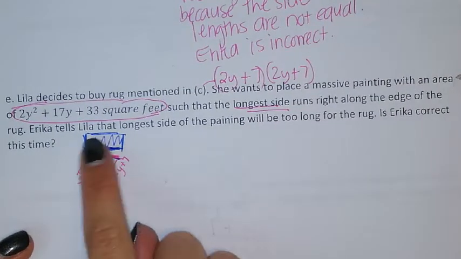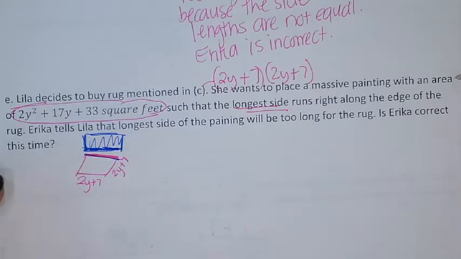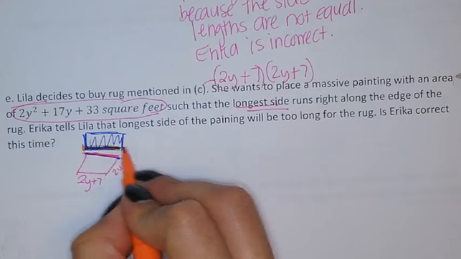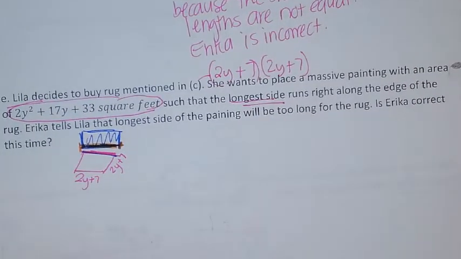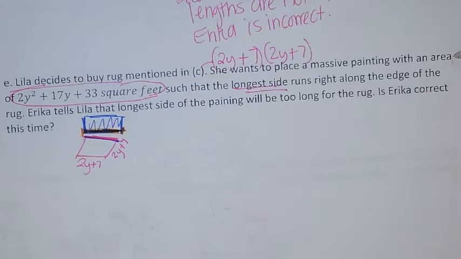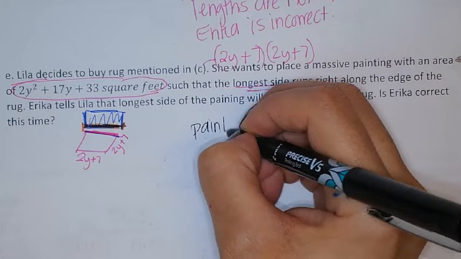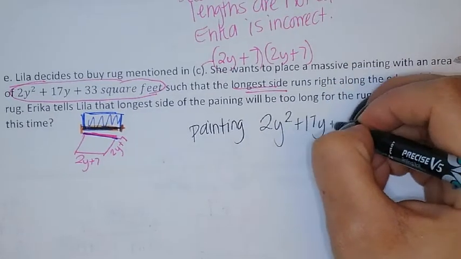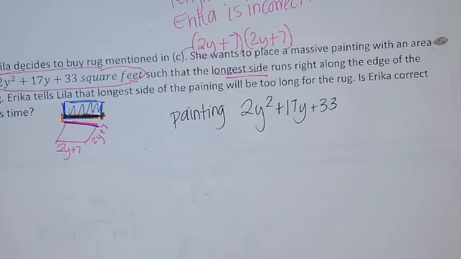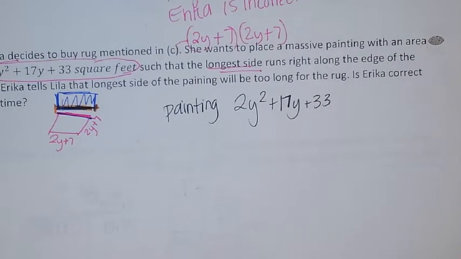Erica tells Lila that the longest side of the painting will be too long for the rug. Is Erica correct this time? Okay, so now Erica's saying that the painting, the longest side, which is this one right here, would be too long to cover that rug. So now we're going to see if she's correct this time. So the painting has an area of this. Now we're going to factor this out and see if we can figure it out.